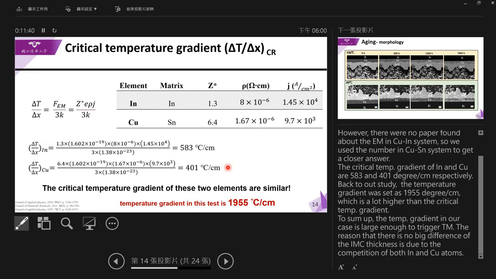The reason that there is no big difference between the IMC thicknesses is due to the competition of both indium and copper flux.